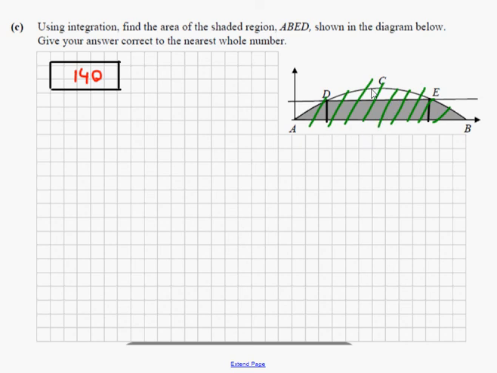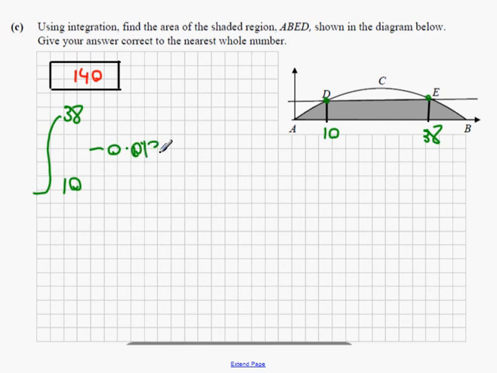Okay. Now, what we have here is 140. We're next going to integrate from 10 to 38. So you're going to have a 38 on top, a 10 on the bottom, and what we're going to integrate is minus 0.013x squared plus 0.624x dx. Integrate this, guys.